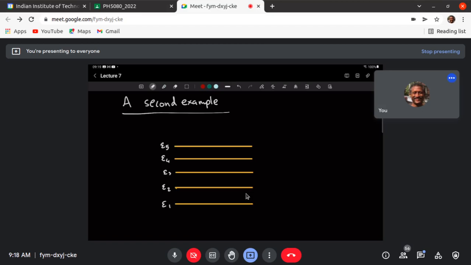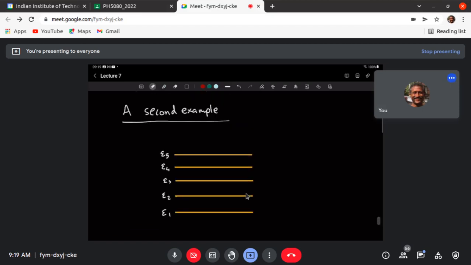So we will consider a situation where we have 3 particles and 5 states, with energies epsilon 1, epsilon 2, epsilon 3, epsilon 4, epsilon 5. I have drawn it in this thing. It could be that there could be degeneracies, etc. So for instance, it could be that epsilon 1 and epsilon 3 have the same value. But these are distinct states.